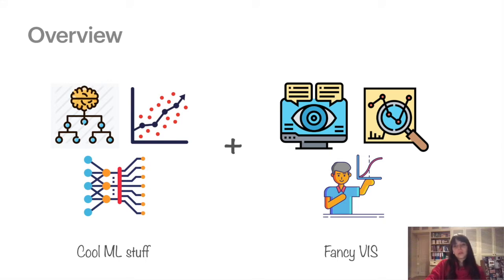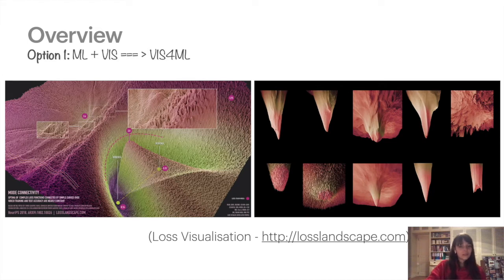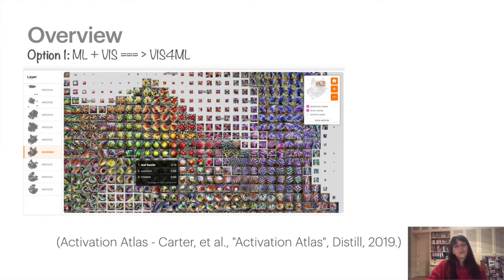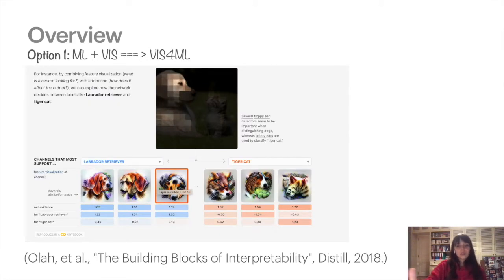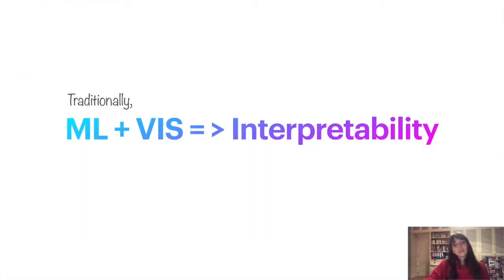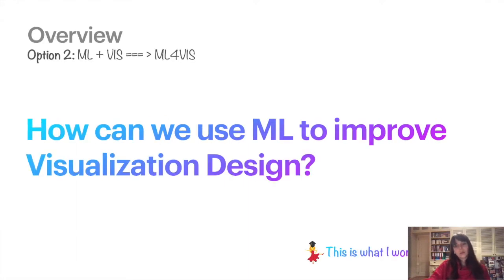And generally, when people combine these two concepts, you imagine this type of research where you do beautiful visualization of surface loss, or you inspect activations in neural networks, or more generally, anything connected to interpretability. And in many ways, visualization is one of the pillars for interpretability in machine learning. But myself, I'm more thinking about how can we use machine learning to improve visualization design. So rather than visualization helping machine learning to achieve interpretability, machine learning helping visualization.